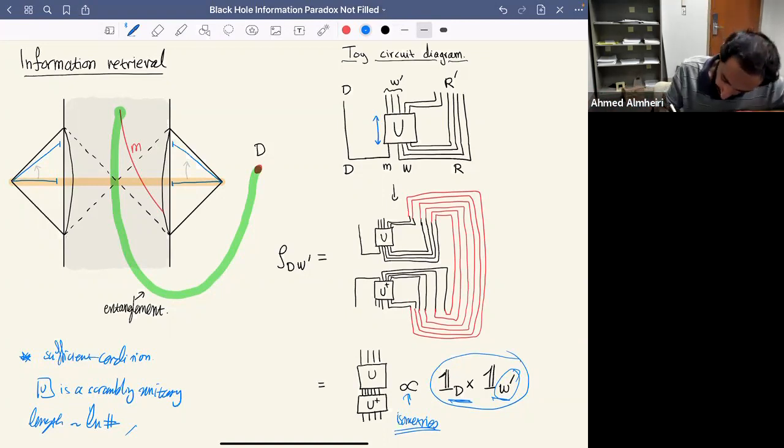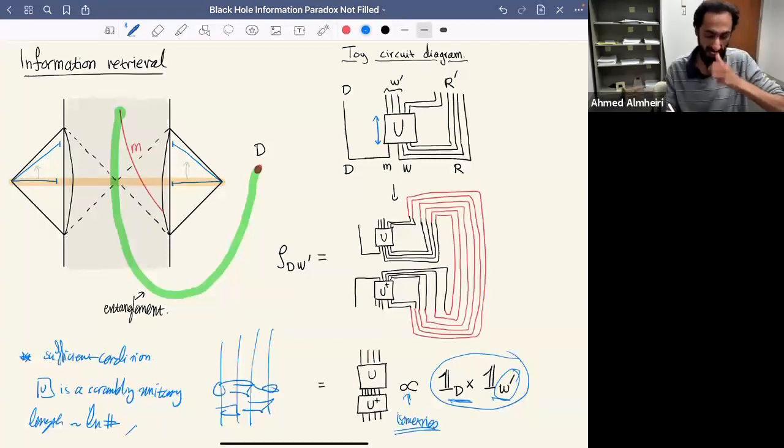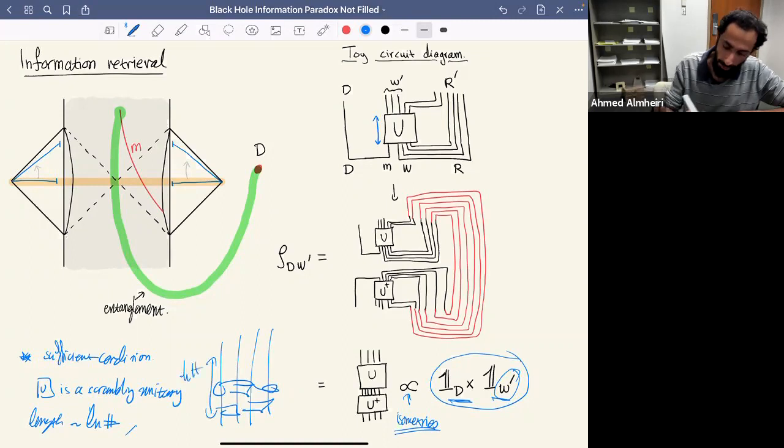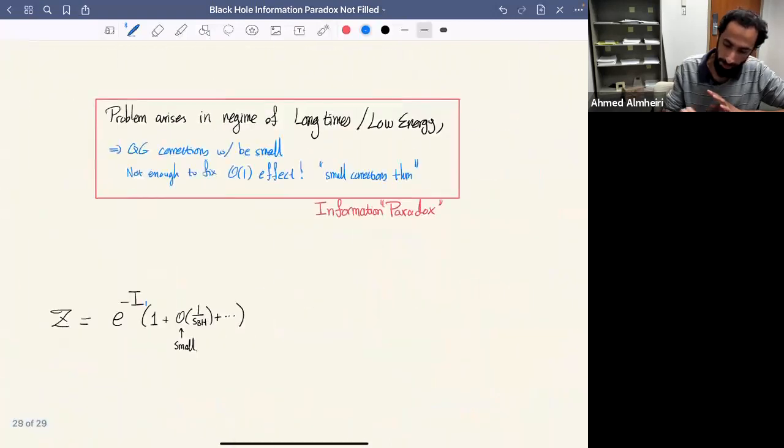So something like this. At this time step, you get something like this. At this time step, you get something like this, and so on and so forth. If this length here is log of the number of qubits, then it would satisfy this requirement. Okay, I'm going very quickly. Let me just make my final point, and then I'll take questions.